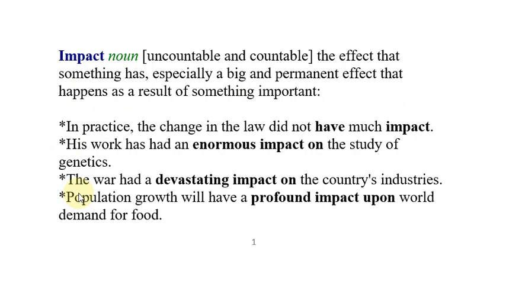Population growth will have a profound impact upon world demand for food. I need to say that again. Here we have upon, here we have on. They are the same. The only difference is that upon is more formal than on.